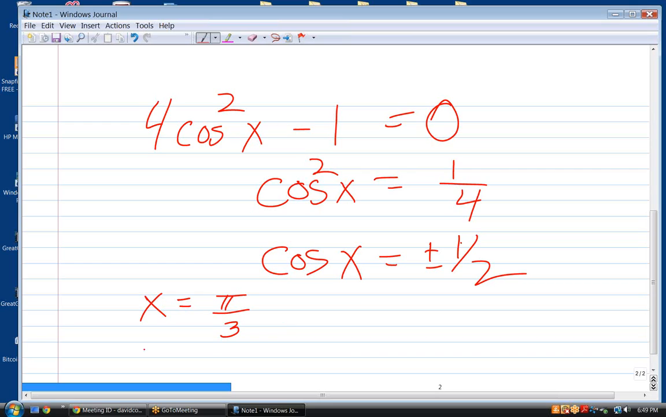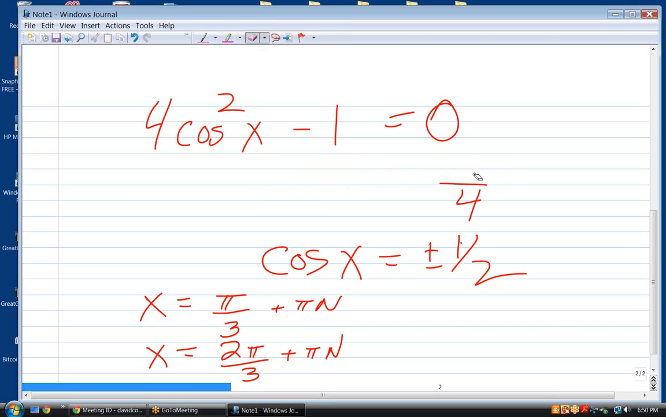And I believe this is going to be exactly like the other one. It's going to be plus pi n. And we need the second quadrant, which would be what? 2 pi over 3. Yeah, that's the negative one. Okay.